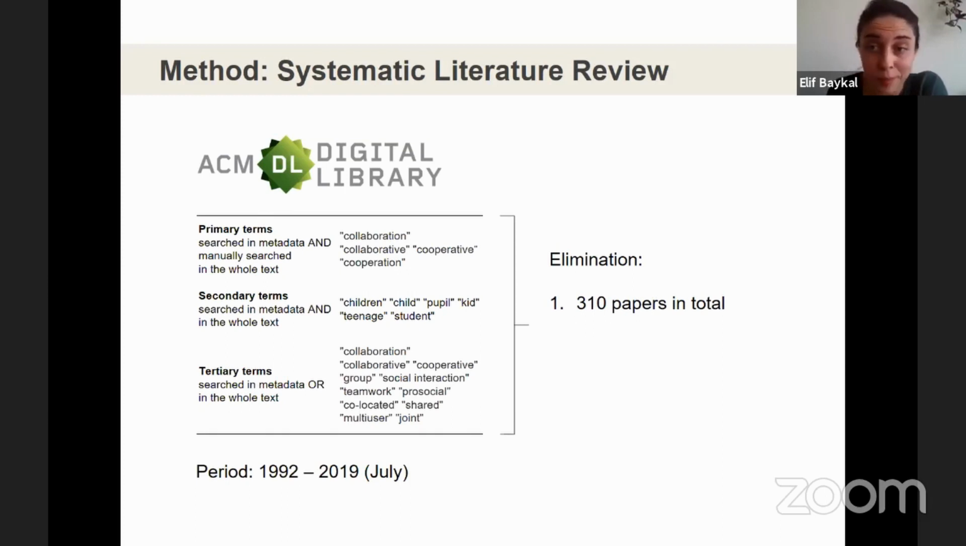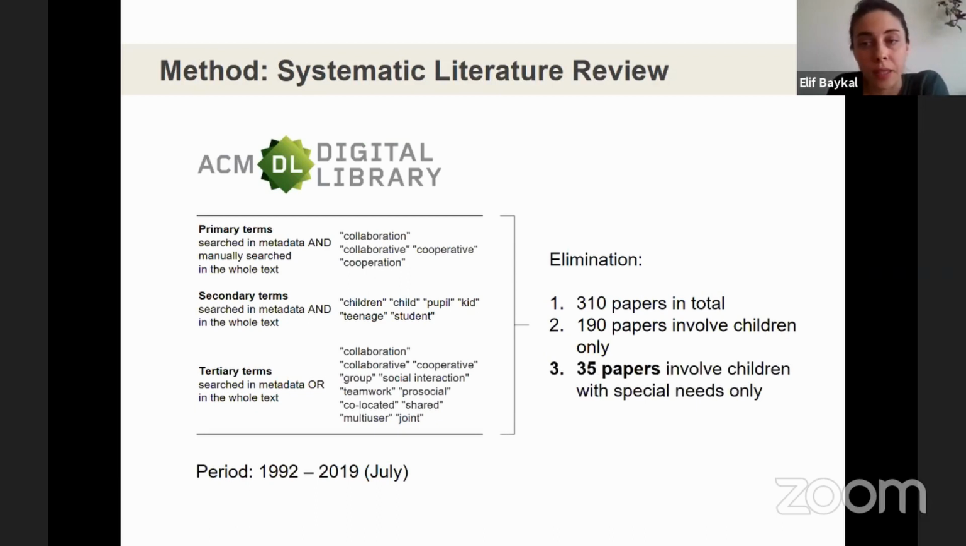Then as a second step, we eliminated the papers that do not directly involve children. For instance, if the students are university students or if the technology is not directly developed or designed for children's collaborative use. And this elimination resulted in 190 papers, which focus on children in general. And then as a final step, we eliminated papers which do not involve children with special needs, by which we mean children who deal with developmentally diverse conditions such as autism, Down syndrome, visual or hearing impairments, or a type of latency such as learning difficulties.